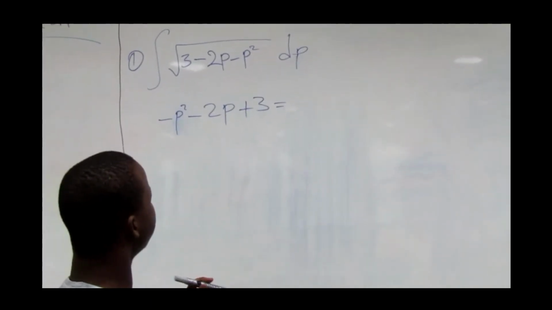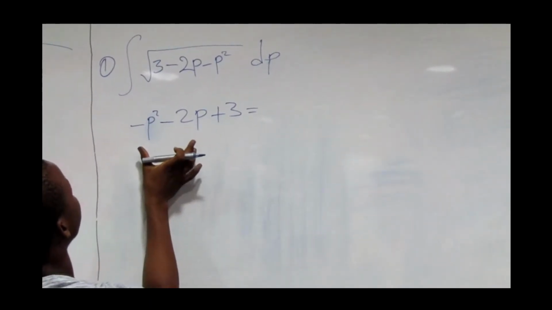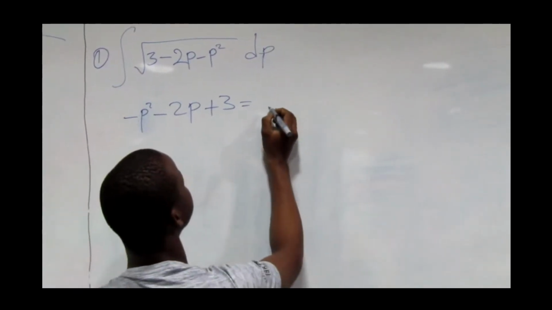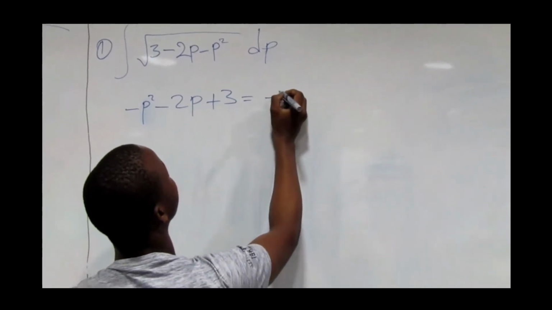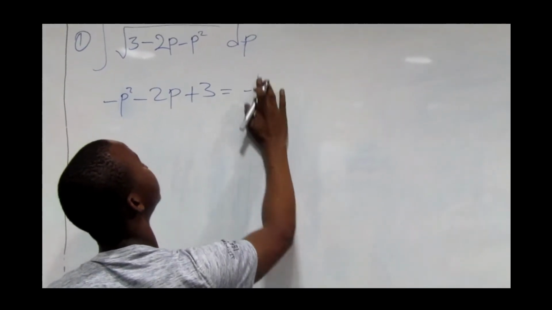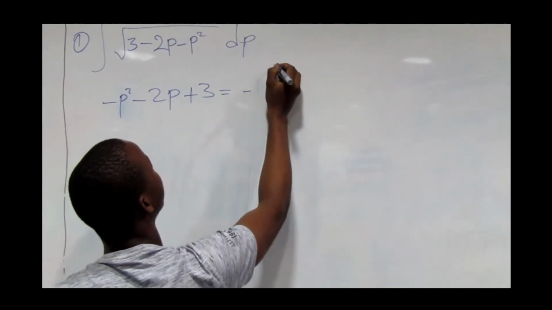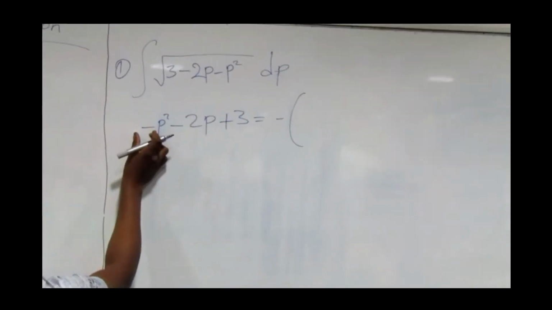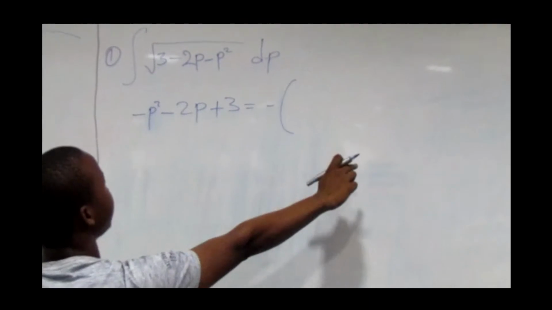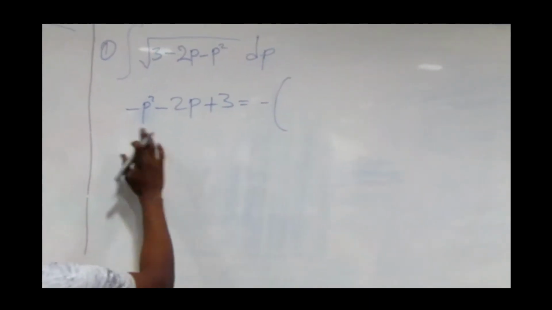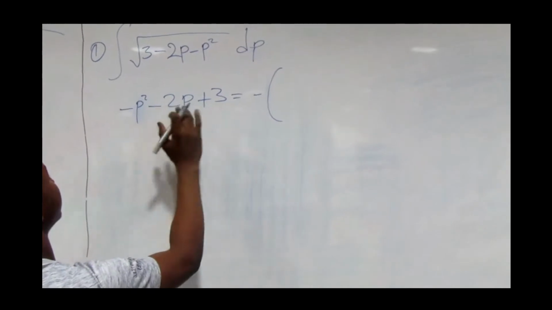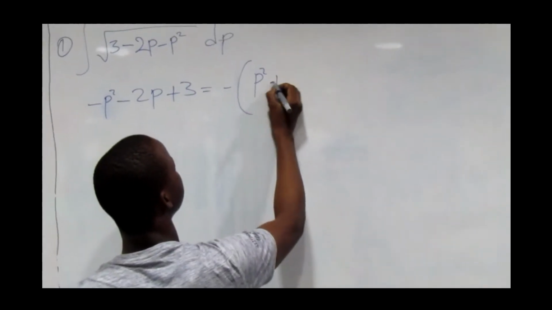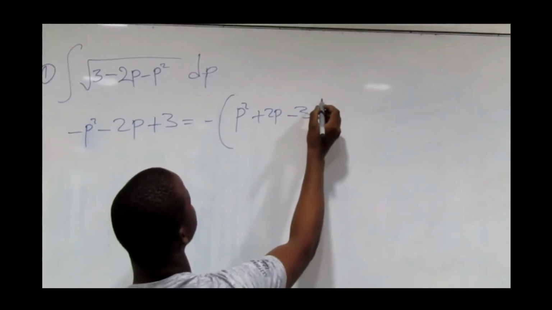The general formula says that to complete the square of a given function, we need to take a outside. We take a, which is negative 1, outside. Then we are left with this inside. The first step is to take a outside, then divide the whole equation by a. Dividing by negative 1 each time, we get p squared plus 2p minus 3.